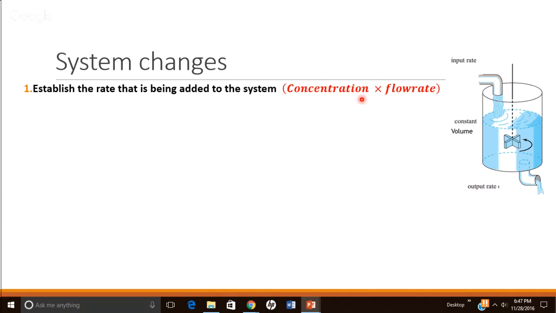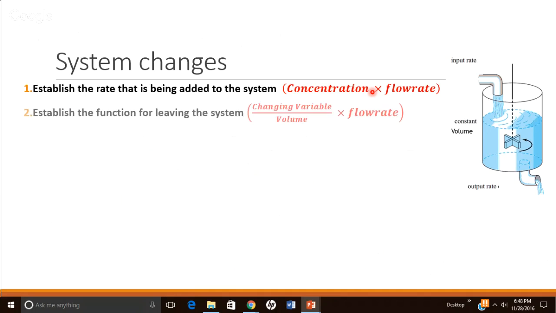In this case, it's just the concentration times the flow rate. And that would actually tell us how fast, multiply that out, cancel the appropriate units. This would give us the amount of salt every minute in the tank. Number two, establish the function for leaving the system.